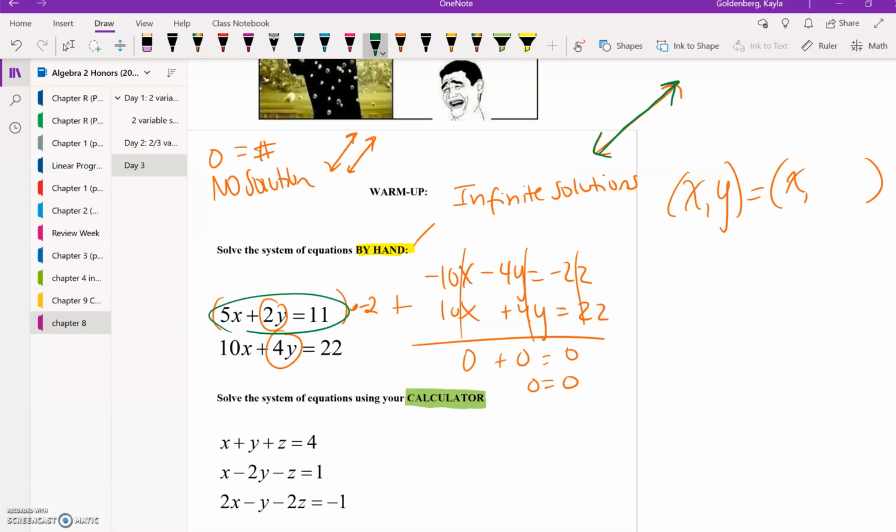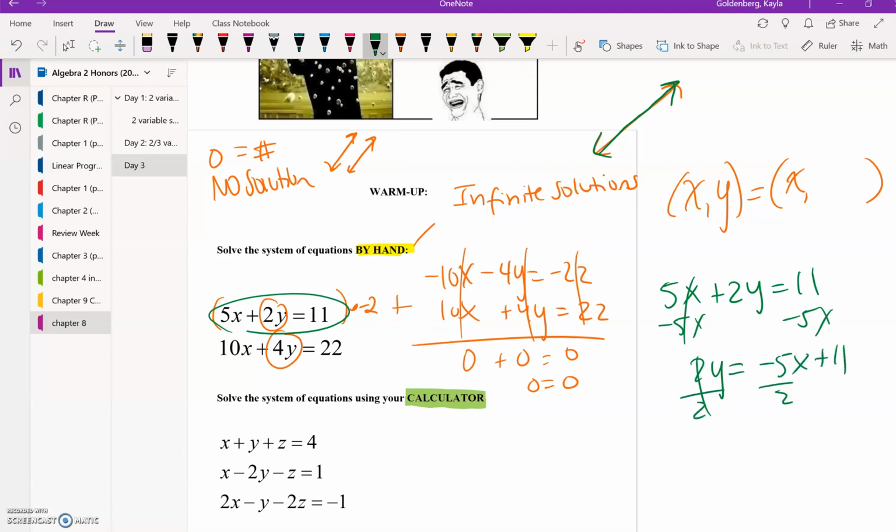I'm going to use the top equation, 5x plus 2y equals 11, because both of those equations represent the same line. I'm going to get it into slope-intercept form. So 2y equals negative 5x plus 11. Divided by 2, I'm going to divide each of them by 2. y equals negative 5 over 2 x plus 11 over 2.